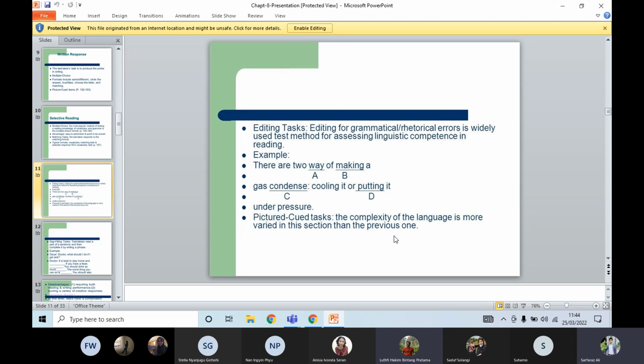And another type that comes in selective reading is known as picture-cued tasks. It is the same as MCQ type questions, but the complexity of the language is more varied in this section than in the previous sections I presented in front of you. In all those sections there isn't any complexity in the language, because in this one we are given pictures or photographs, which may be equally well utilized for examining the ability of the test takers.